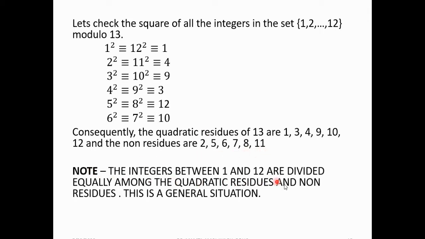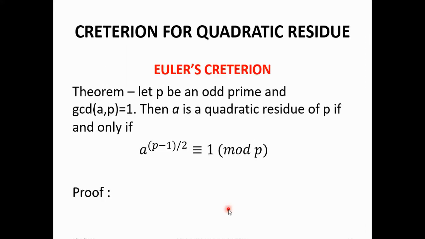So this is the observation that the quadratic residues and non-residues are divided equally. This is a general situation you can see in every example. Now this is the criterion for quadratic residue. The criterion was given by Euler's criterion. Let's see what it says. Let p be an odd prime and a and p are relatively prime. Then a is a quadratic residue of p if and only if a to the power p minus 1 by 2 is congruent to 1 modulo p.